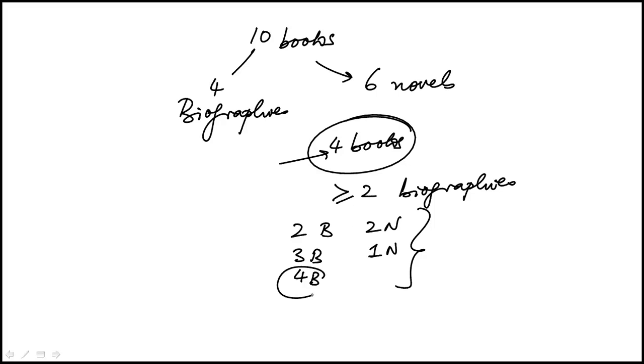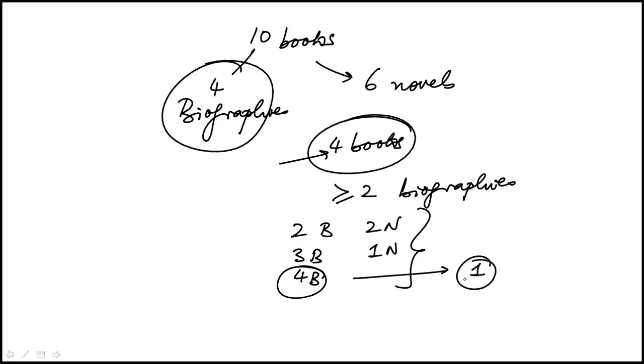So I'll start with the 4 biographies. So all 4 have to be biographies. And since there are only 4 biographies, that can only be done in one way. So that's just one. And then I have to look at the case of 3 biographies and 1 novel.